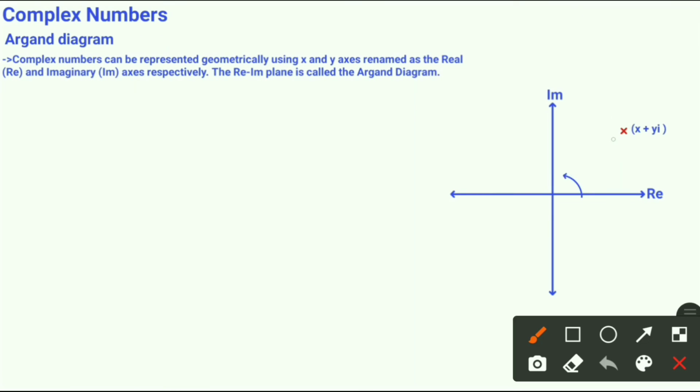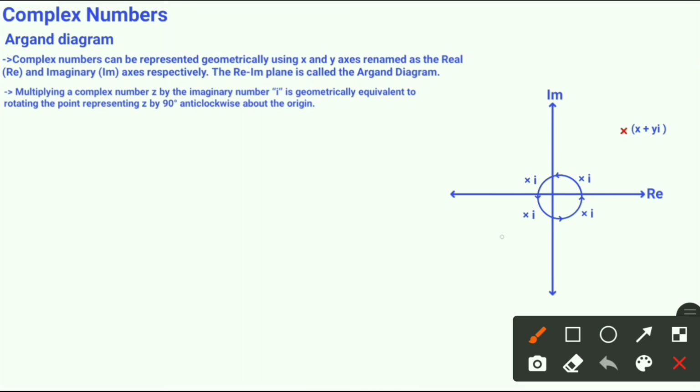The complex number can be expressed geometrically using the x and y axes, renamed as the real axis and imaginary axis respectively. The Re-Im plane is called the Argand diagram. This is the Argand diagram.